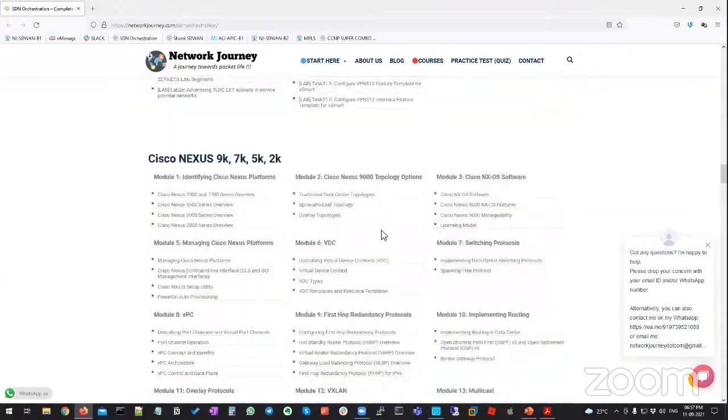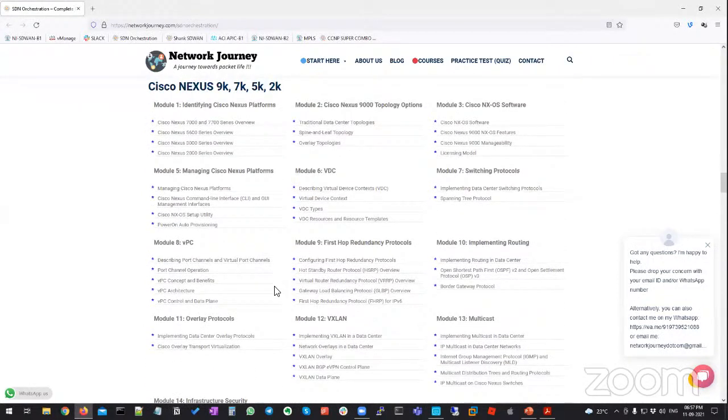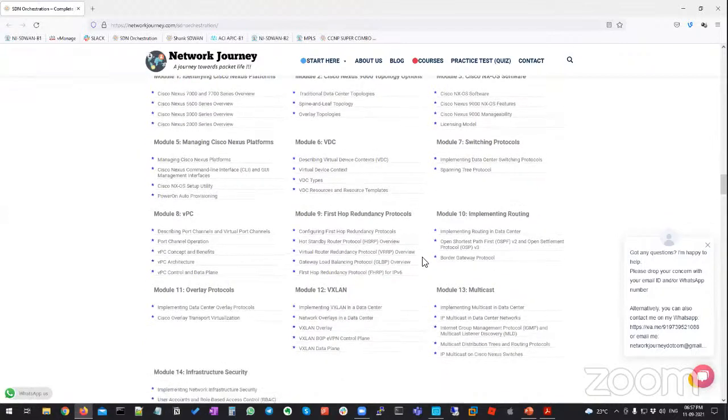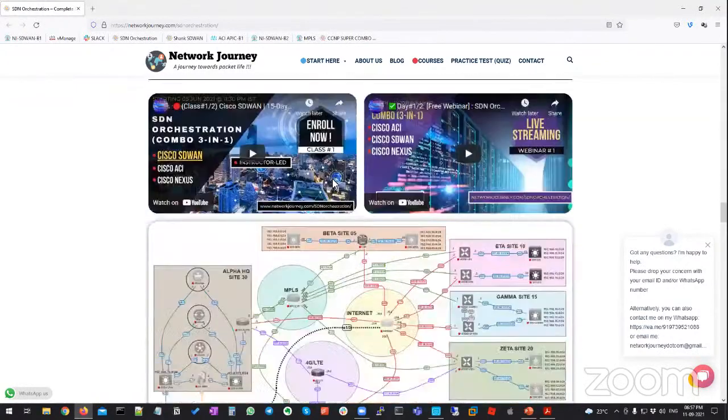And in the same way for the Nexus, there are some things like OTV. You can say there's a topic which is OTV, which will not work on the virtual. There's a topic which is VDC. Apart from that, all other things are going to work. Okay, so this is related to that.